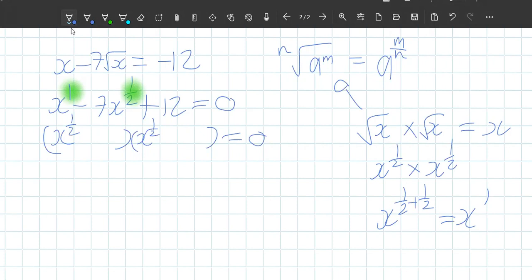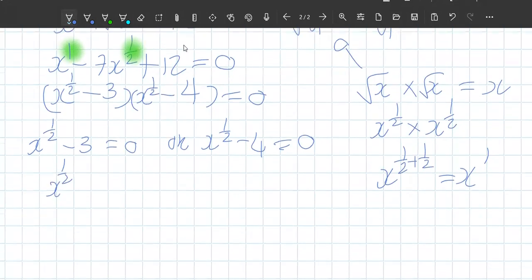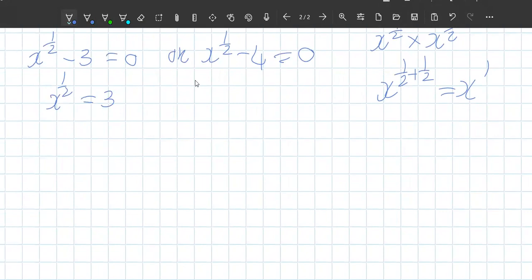We've got 12. The two numbers have to multiply together to make plus 12, and they have to add together to make 7. So 4 and 3. 4 times 3 makes 12. The third term is positive, so our two signs are the same, and they both take the sign of the middle term. Both of these brackets must be negative, therefore we can say x to the power of a half minus 3 is equal to 0, or x to the power of a half minus 4 is equal to 0. Quickly solving the negative 3 by adding 3 on both sides, x to the power of a half is equal to 3. Do the same on this side. x to the power of a half is equal to 4.